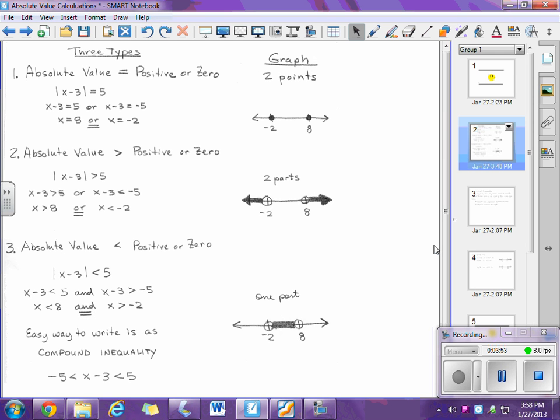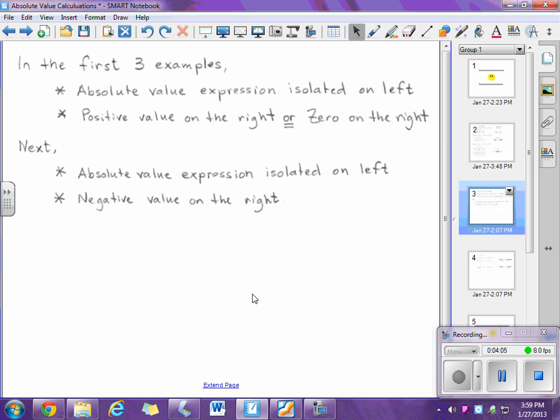On all three of these types, we had absolute value, one of the three symbols, and on the right we had something that was positive or 0. When we look at the next values, we'll be having an absolute value expression isolated on the left, and what's going to happen on the right-hand side is going to be a change. Before we had either a positive value or a 0 on the right, and now we're going to be looking at what happens if there's a negative value on the right.